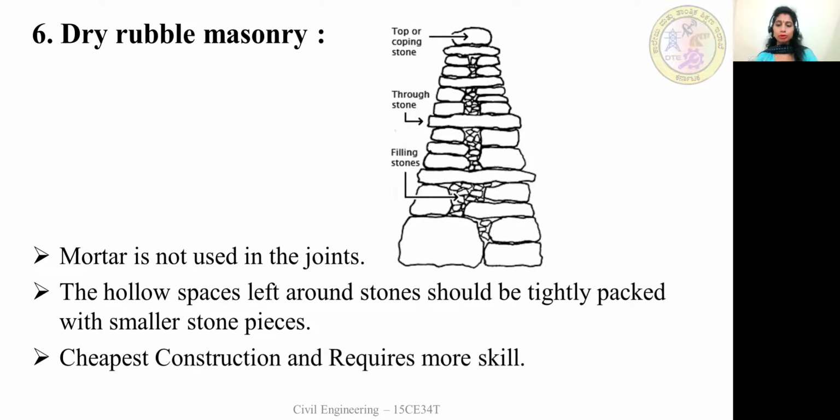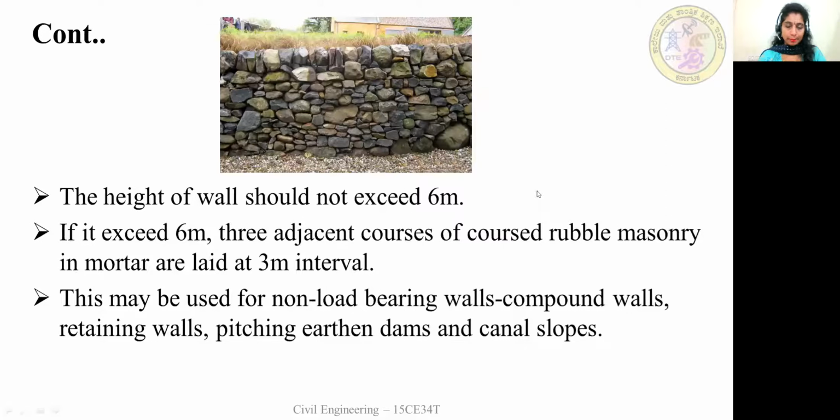Usually, the height of a wall using this type of masonry should not exceed 6 meters. If the height is more than 6 meters, then 3 adjacent courses of coarse rubble masonry should be used with a mortar and are laid with 3-meter intervals. This may be used for non-load bearing walls such as compound walls, retaining walls, pitching of earthen dams, canal slopes in the form of random rubble masonry.